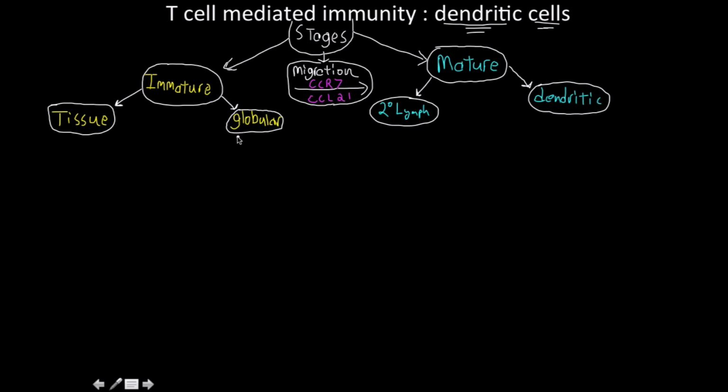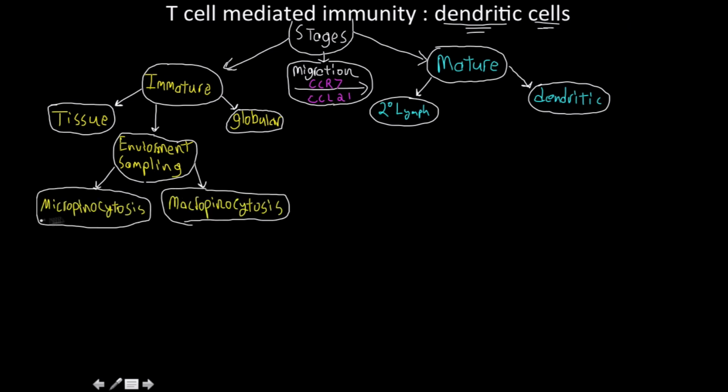So we're about to find out what the difference is between these globular and dendritic structures, and then talk about the functions. The main thing that the immature dendritic cell is doing is environmental sampling. There are two mechanisms it has to do this. The first one is called micropinocytosis, and the other one is macropinocytosis. As their names imply, micro is small, macro is large. And since we're all about T-cell mediated immunity, in this context we're definitely going to be talking about antigen presentation and getting those antigens.